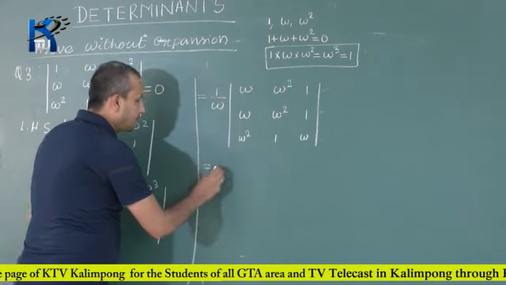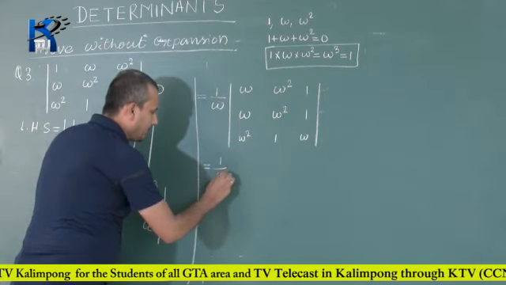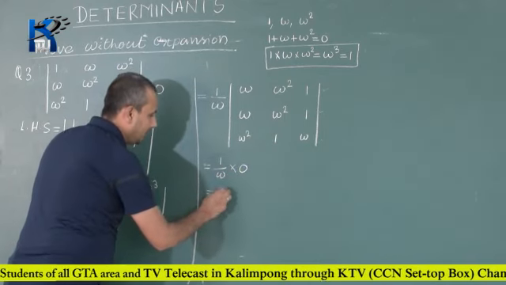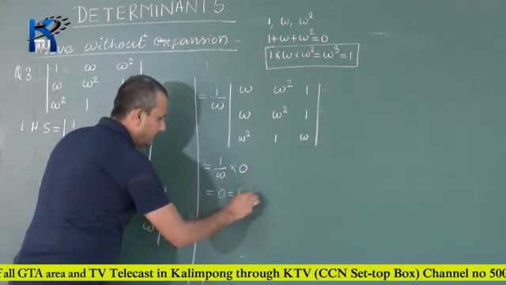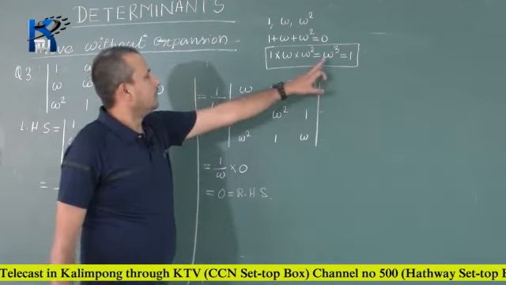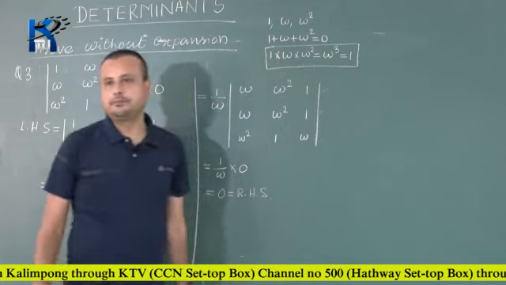If any two rows or any two columns of a given determinant are identical, the value of the determinant is equal to 0. So it is 0. This is equal to the right hand side. For this question, you just have to remember that omega cube is 1.